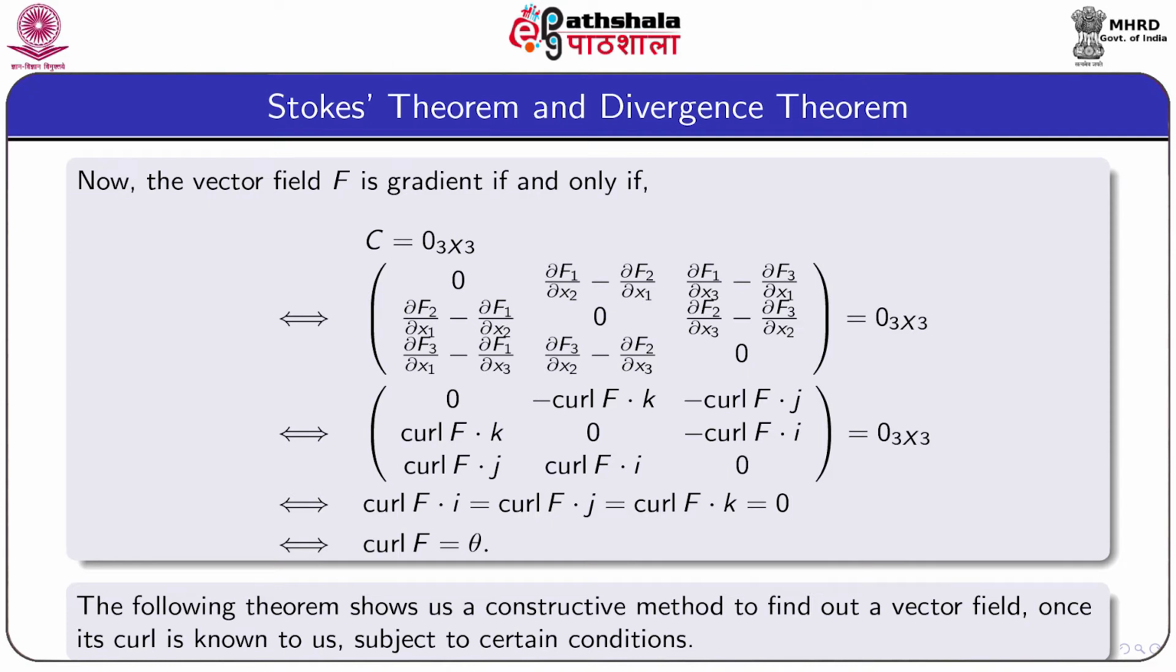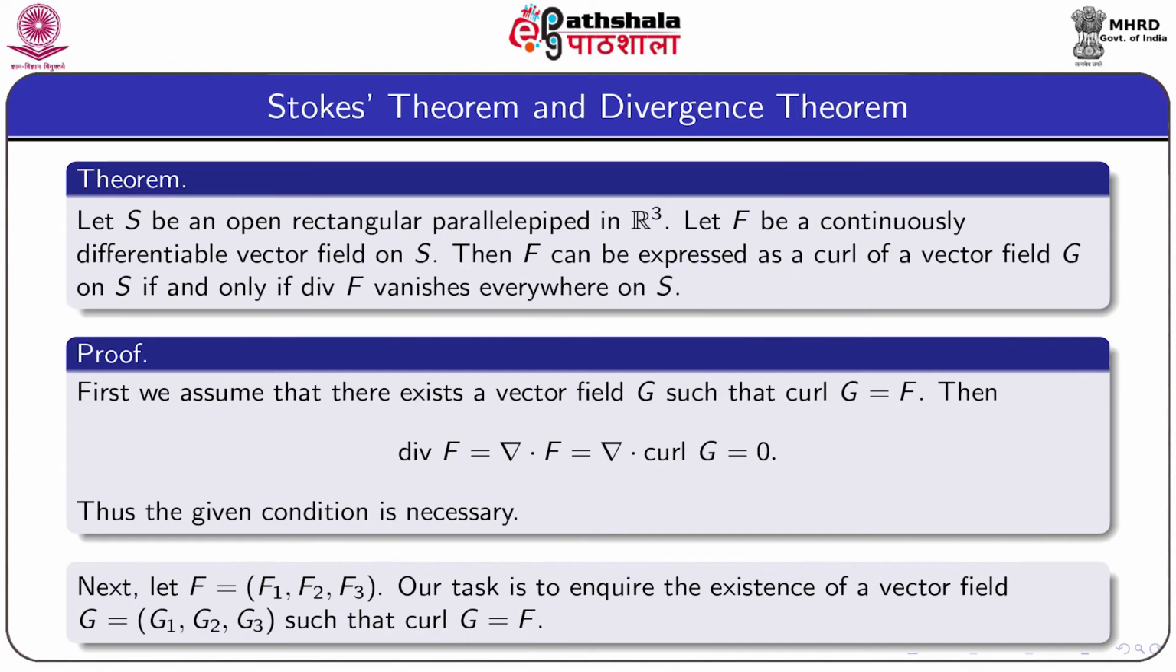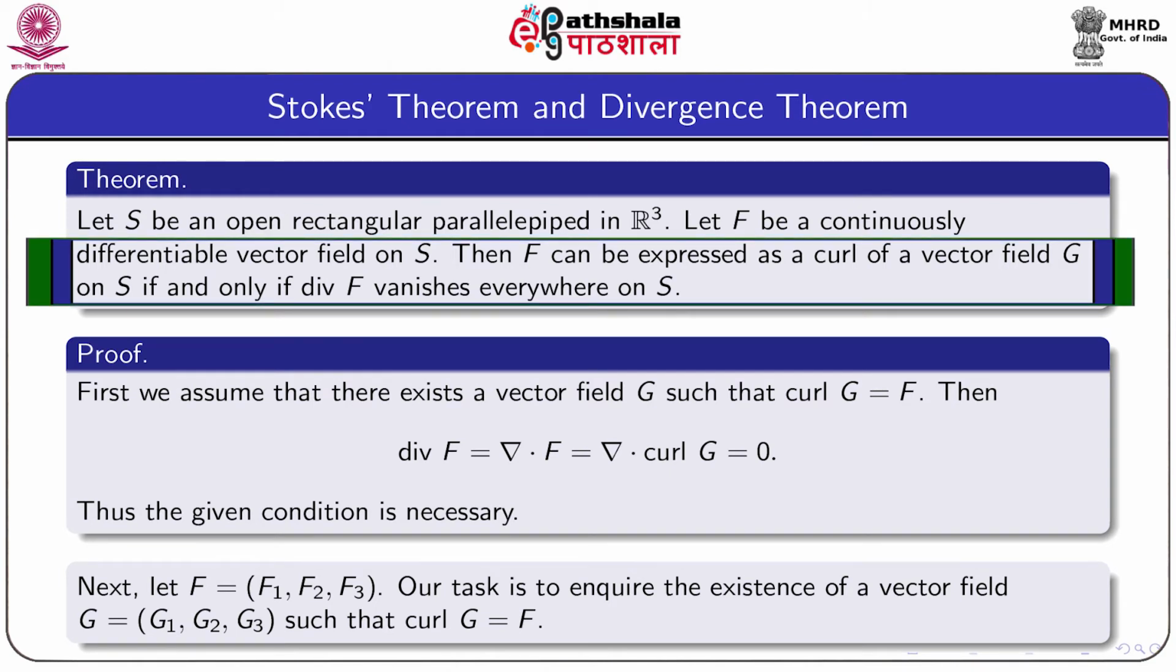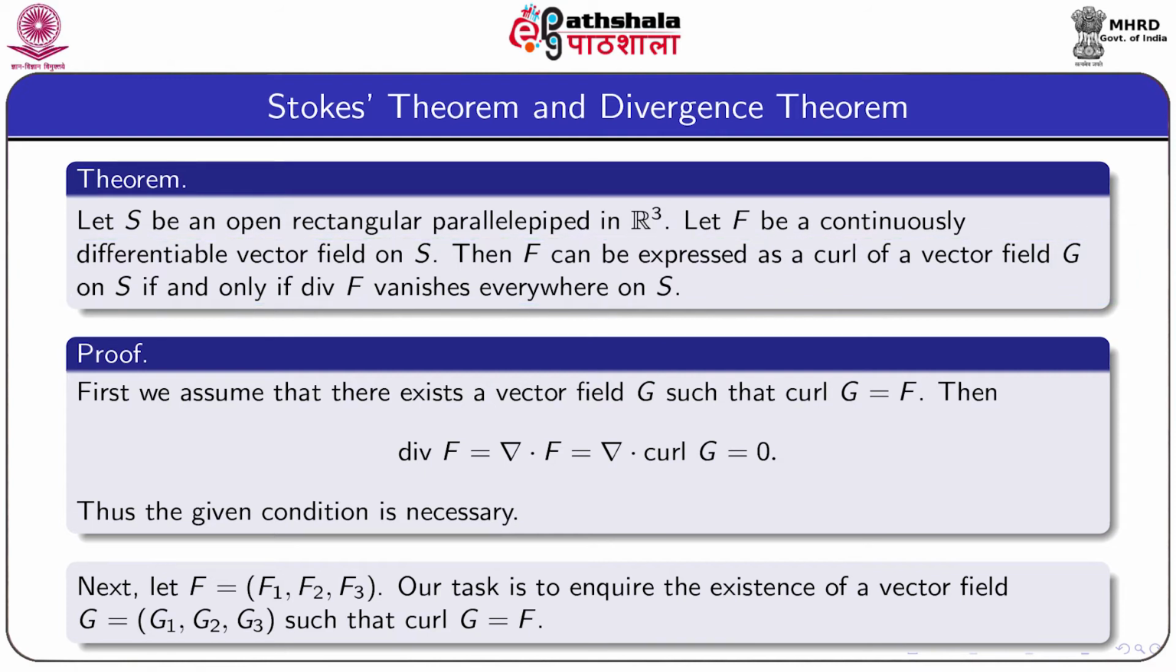The following theorem shows us a constructive method to find a vector field once its curl is known to us, subject to certain conditions. Theorem. Let S be an open rectangular parallelepiped in R3. Let F be a continuously differentiable vector field on S. Then F can be expressed as the curl of a vector field G on S if and only if the divergence of F vanishes everywhere on S.